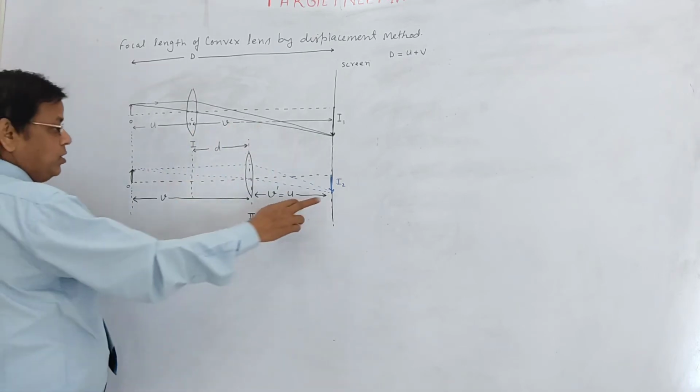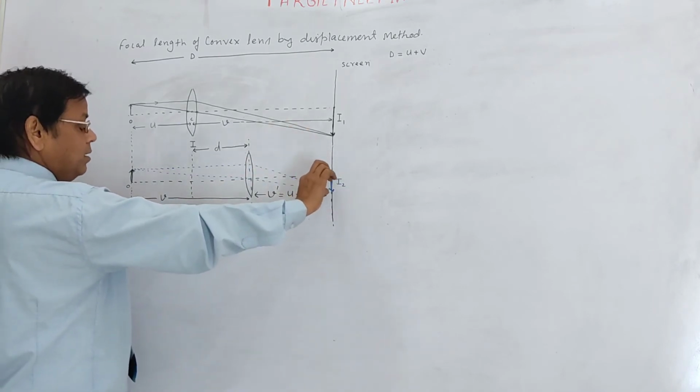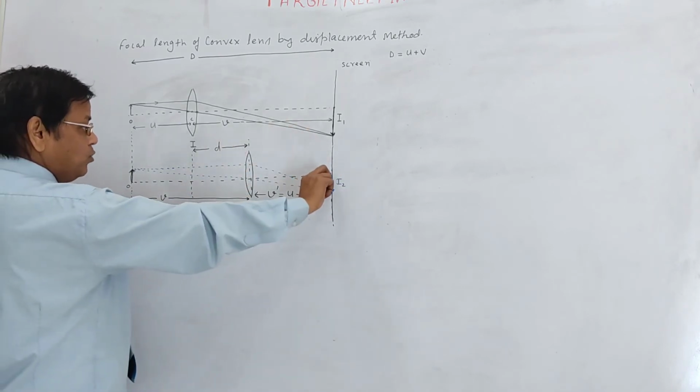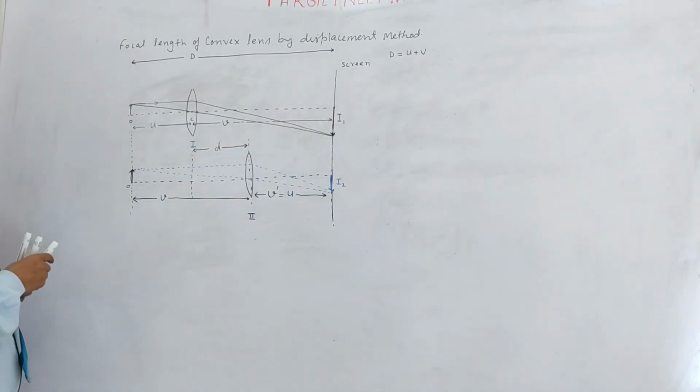So magnification in this case will be lesser than magnification in this case. So in the second case, in my diagram, you are going to see a smaller image, and in the first case you are going to see a larger image.